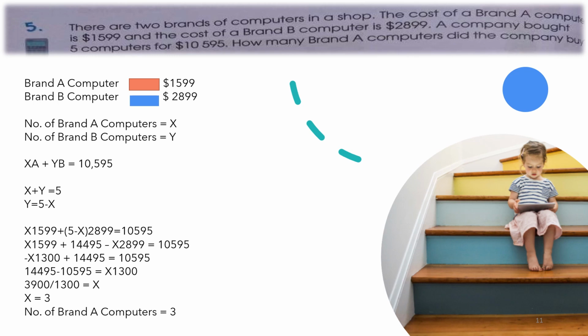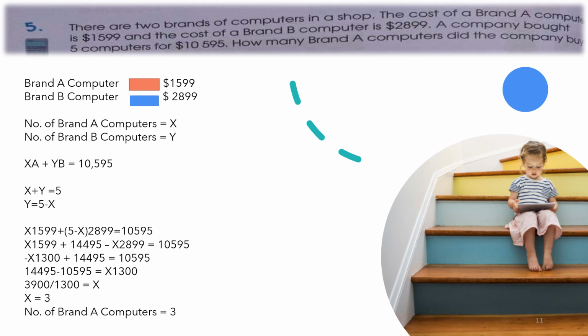At the same time, we know that X plus Y is equal to 5 because we know the total number, and they are the combination of both brands, which is X and Y. So basically X plus Y is equal to 5, and if we take it in terms of Y, we have Y is equal to 5 minus X.